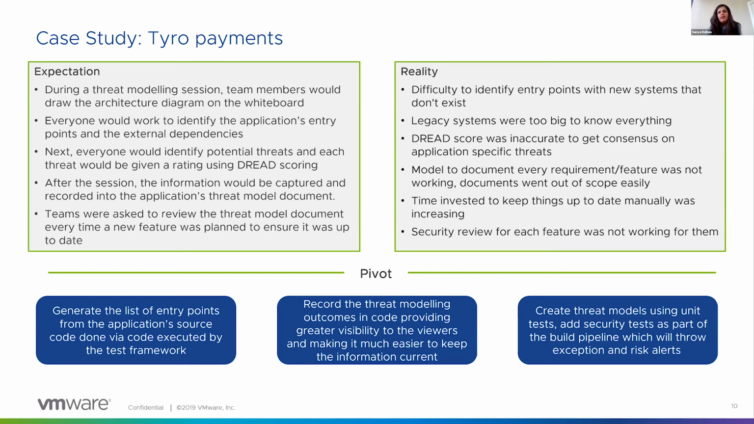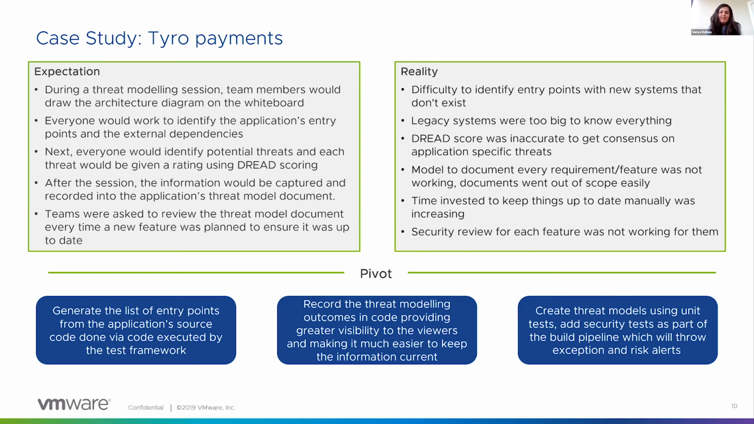When they started, the expectation was that during a threat modeling session, they would draw the architecture on the whiteboard, and everyone would identify the entry points and dependencies. Then they would also give a DREAD score, which was basically a way for them to identify potential threats and a rating of sorts. After that session, whatever information was captured would be recorded in their threat model document. Teams were asked to review that threat model document every time any new feature was planned to ensure that it was up to date and everybody had knowledge.